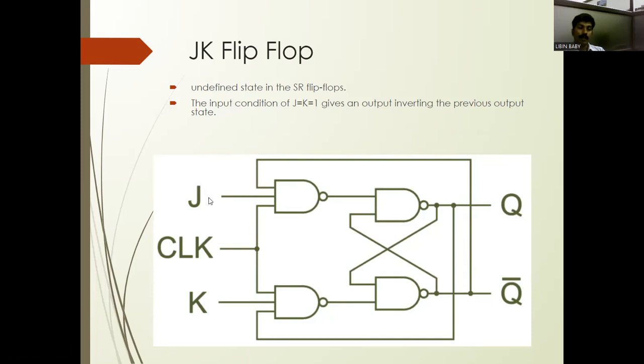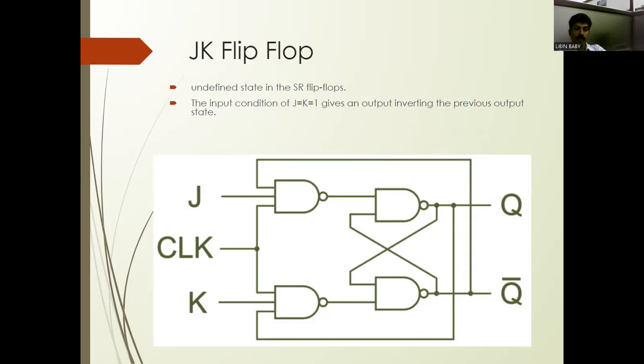Now consider the condition where J and K are both 1. In the SR flip-flop, this is called a forbidden condition or undefined condition, or race-around condition. These are the words we mostly use. It means that if both inputs are high, the outputs Q and Q complement are in a race condition. At one time Q becomes one and Q complement then, in the next, it keeps shifting. So we can't predict which output is high.